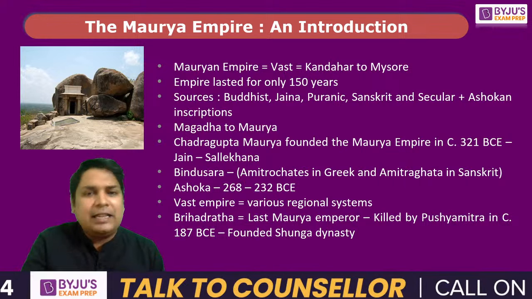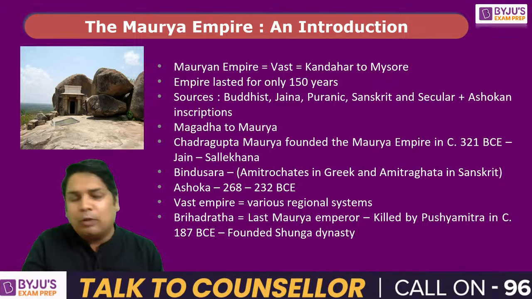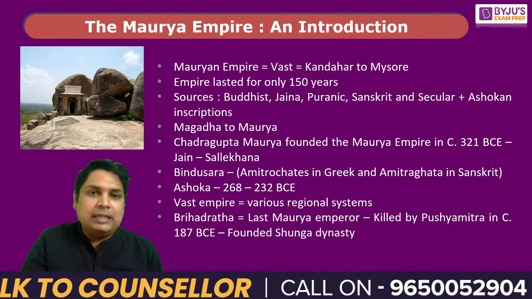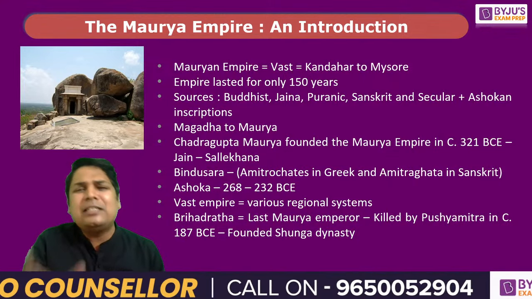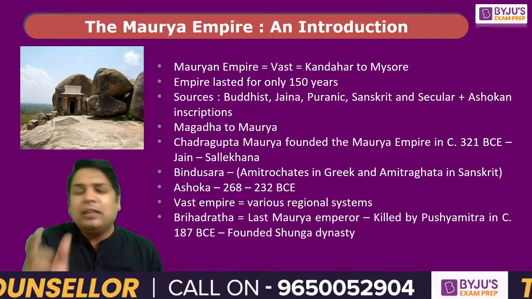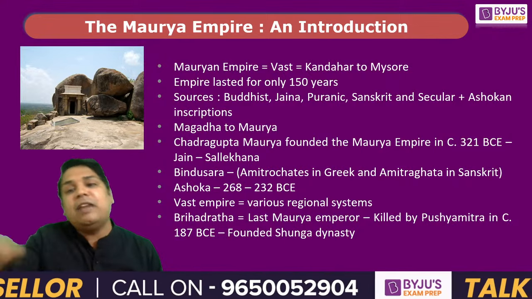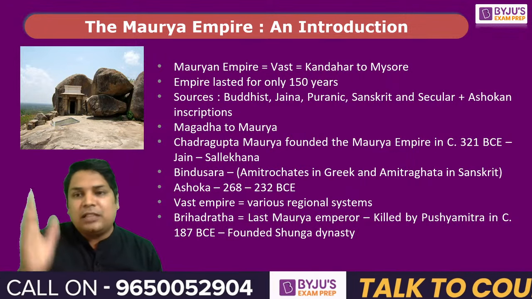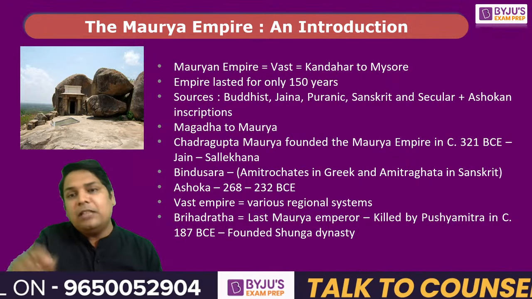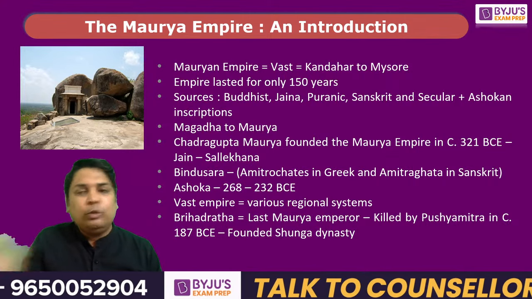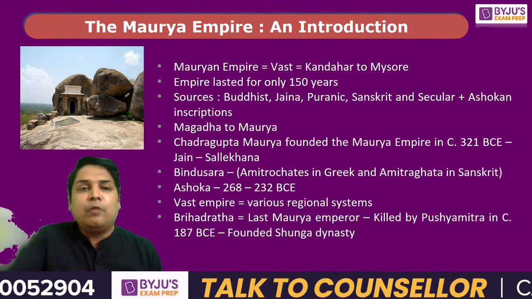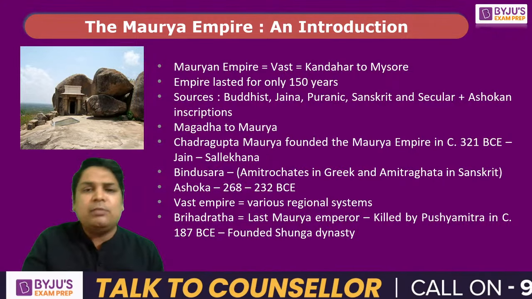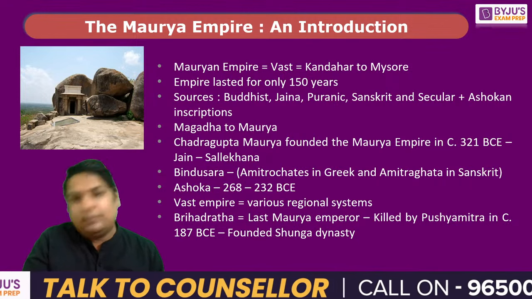Okay. Next up, we have Bindusara, who is known as Amitrochetis in Greek and Amitraghata in Sanskrit. Amitraghata simply means the destroyer of the enemy. Amitra means enemy, a mitra, jo mitra nahi hai wo. Ghata means destroyer, ghat karna uska, nash karna, sarvanash karna, a mitra ghata. Jo mitra nahi hai, uska ghat karne wala wo, Bindusara. Amitra ghata, aise usko Sanskrit mein bolte hain. And the Greek sources mention him as Amitrokathis.